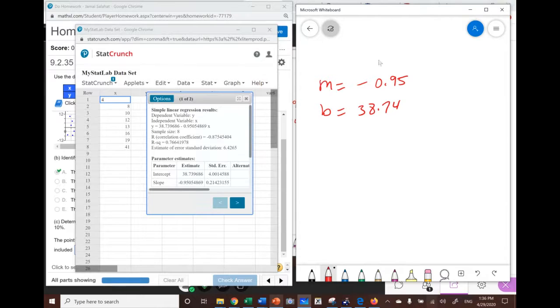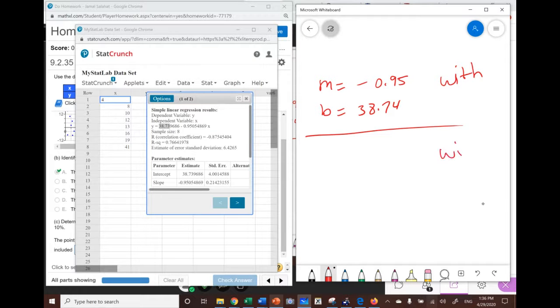Again, if you want to look in here, you can find them in the equation there. Here's the equation. And the slope is always the number in front of X. So this is X, and this slope is in here, and it's going to be negative 0.95. And the intercept is the number by itself. And we're going to round it here. So this is with the point.